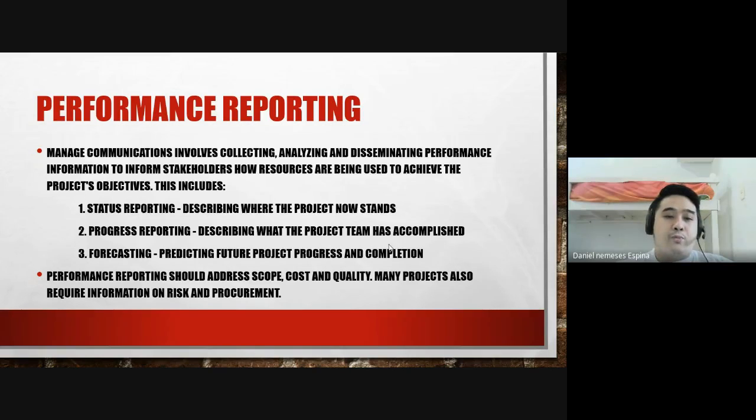Second is progress reporting. So it describes what the project team has accomplished so far, saan na may na-accomplish nila? Or is it 80% progress, 90% progress, 50% progress, or perhaps 100% progress? Third is forecasting. So we know what is forecasting. So it is predicting the future project progress and completion. So kano sa kani siya possible mahuman, okay, or makomplete.